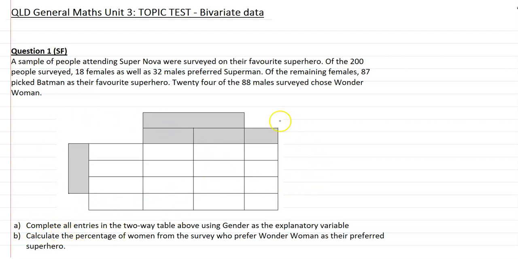So you've been given enough information in there to complete part A, where you've got to put together a two-way table using gender as your explanatory variable. So part of this is you trying to recall which one goes to make up your columns. Is it your response or your explanatory? And which one goes to make up your rows? And the second part of the question just wants us to calculate the percentage of women from the survey who prefer Wonder Woman as their preferred superhero. Okay, press pause and have a crack.